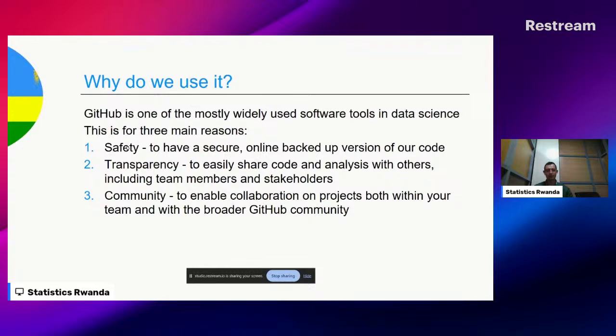And the third is community. This is a wider point. It allows collaboration on projects within your team, which is really important, so it's easier for you to share the things you're working on and work together in a seamless online environment. But GitHub also has a pretty thriving community which you can interact with, and which can help you with your projects if you have any questions that aren't easily answered online or through your own research.